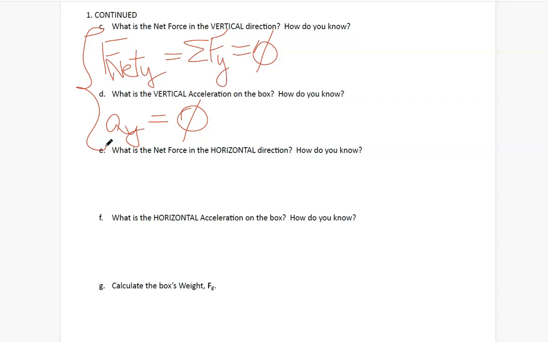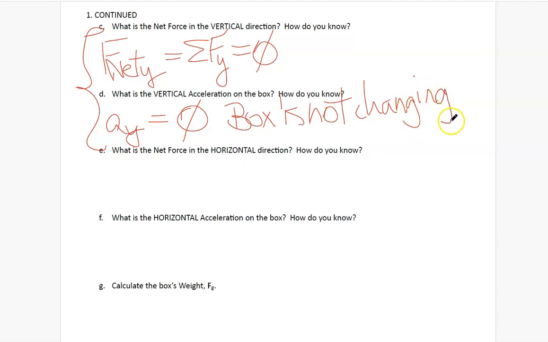All right? We know because the box is not changing movement vertically. Okay.